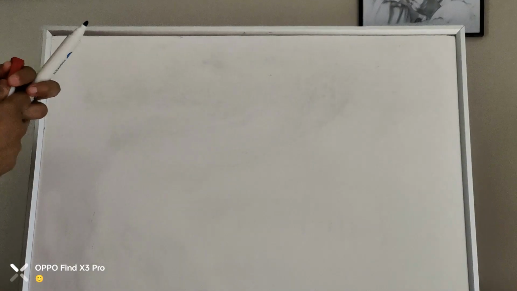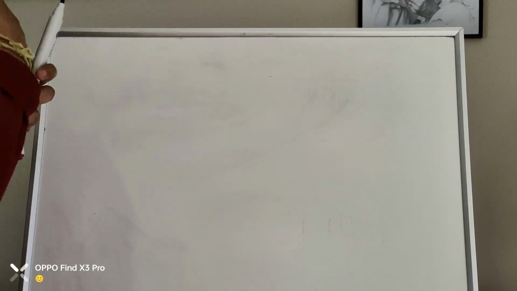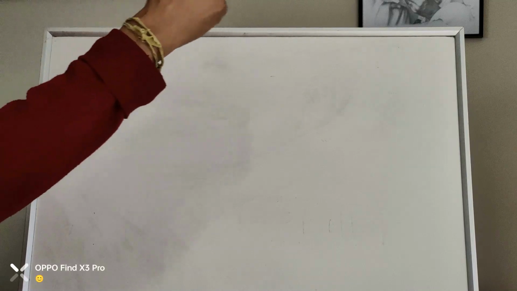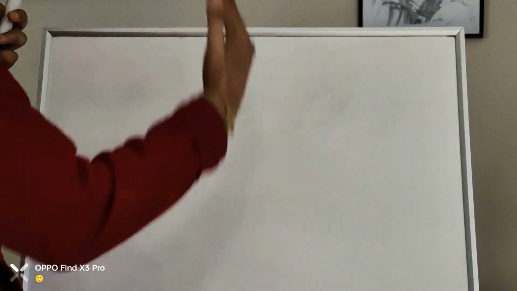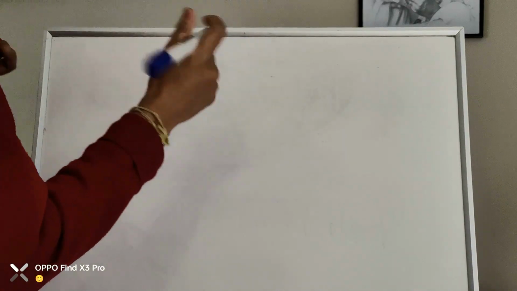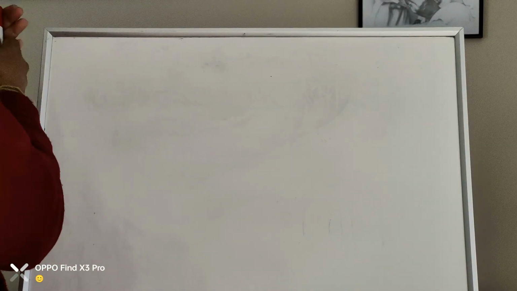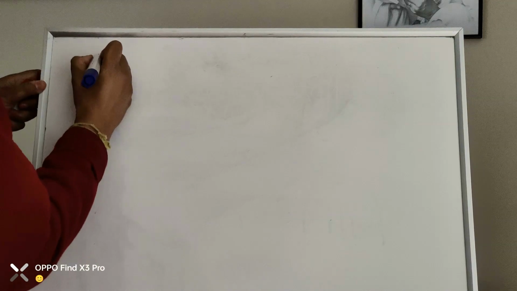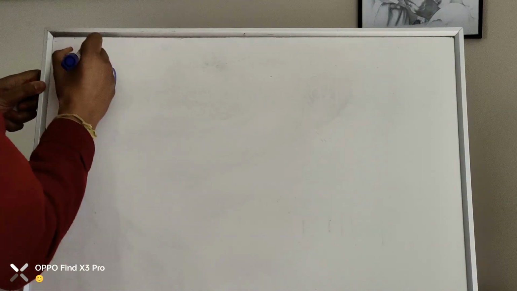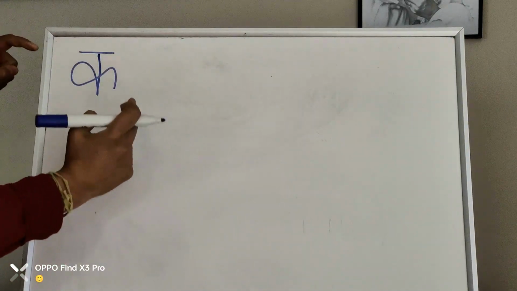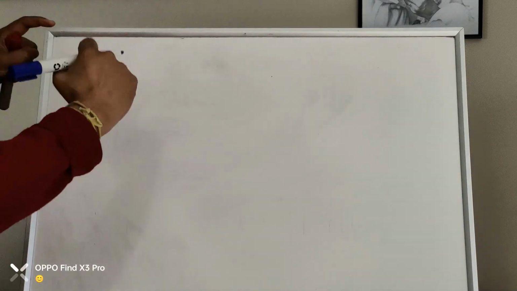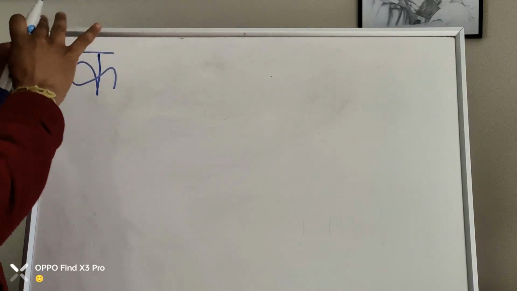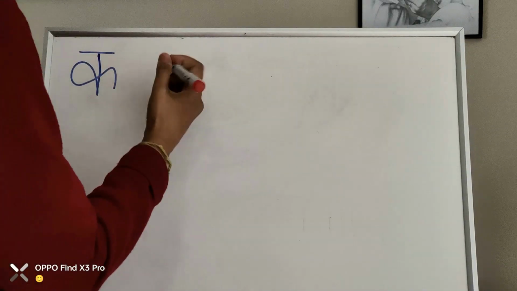Let us start with the K varga. Varga means class of K. K, Kh, G, Gh, Ng. And there we'll see which of the alphabets has the line at the end. So let's take K. Does K have a line at the end? No. It has a line going through it.